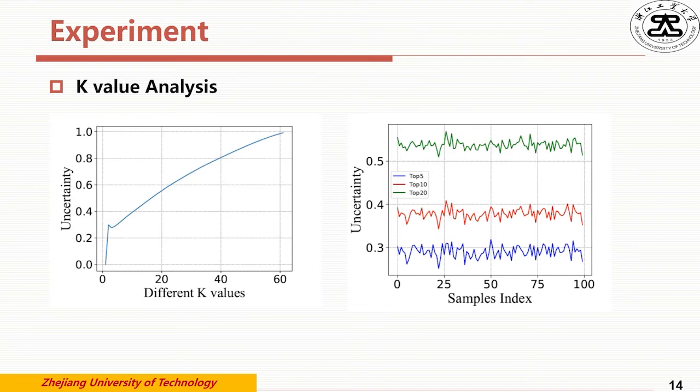We also analyzed the k value. For different k values, the uncertainty of the samples is different. We randomly select a sample and calculate its uncertainty as k increases. It can be seen in the figure on the left that the larger the k value, the higher the uncertainty of the sample. We also randomly select 100 samples and calculate their uncertainty on the different k values. The figure on the right shows 3 different uncertainty curves. It can be proved that when the value of k decreases, the uncertainty decreases. When the dataset has a large number of categories, we can realize the adaptive inference of the samples by choosing the appropriate k value.